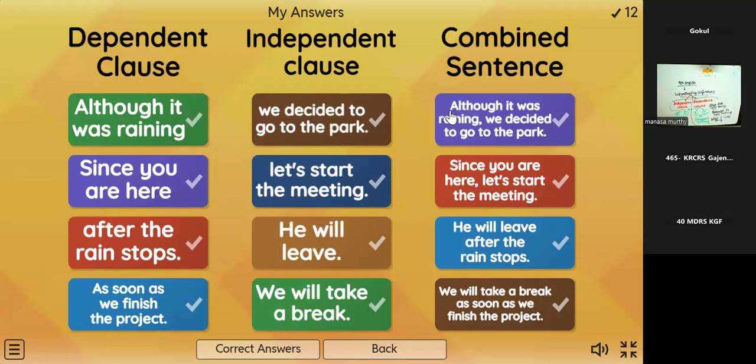As the sentence is beginning with the subordinating conjunction, or if we say the dependent clause is written in the beginning, we place a comma. We can say the sentence like this as well: we decided to go to the park although it was raining. That is also correct, but then we do not use the comma. Here, the comma is placed because the dependent clause is written first. If we write "we decided to go to the park" as the first half and then "although it was raining," we wouldn't have placed a comma. Since the sentence is beginning with a dependent clause, we are placing the comma.